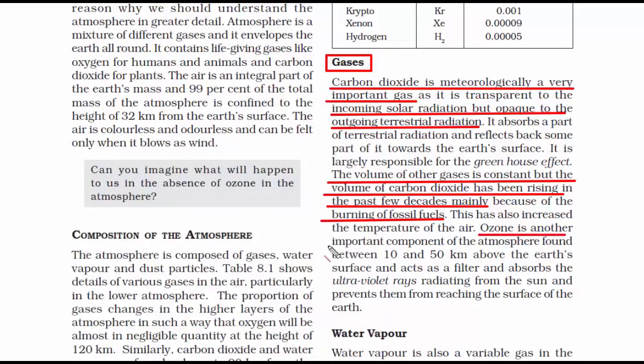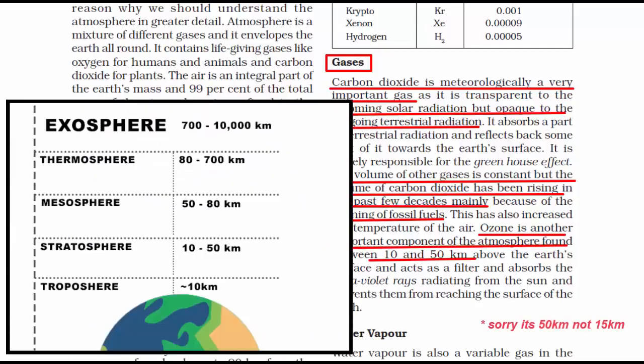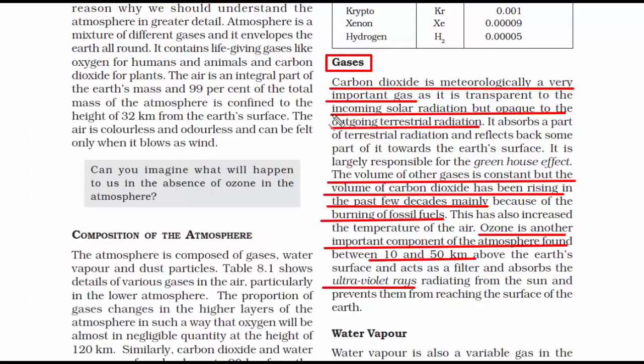Now, ozone is another important component of the atmosphere that is found between 10 and 15 km above the Earth's surface. Basically, it's located in the stratosphere. What the ozone layer does is, it acts as a filter and absorbs the ultraviolet rays that come from the sun. So UV rays are very harmful. If taken in excess, they can cause sunburn, skin cancer, etc. In a nutshell, they are harmful rays.